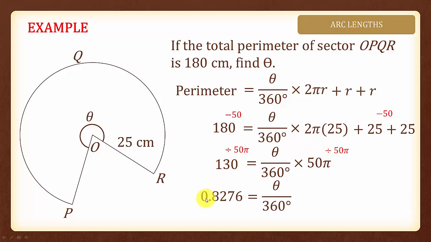And this will give us 0.8276 equals to theta over 360. Finally, we will multiply 360 on both sides to give us theta equals to 297.9 degrees rounded off to 1 decimal place.